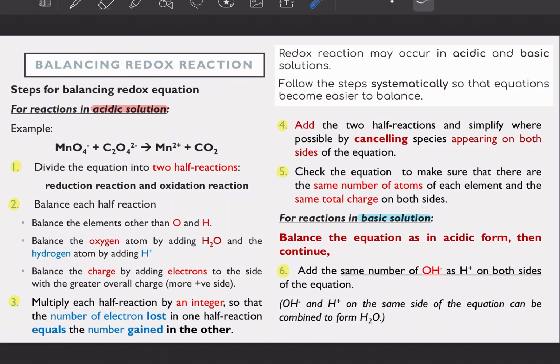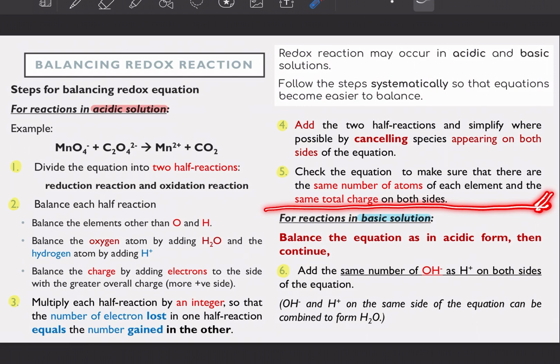The thing with redox reactions is that sometimes they may occur in acidic or even basic solutions. So we will follow these steps systematically, betul-betul, so that the equations become easier to balance. The first 5 steps will be for reactions in acidic solution. Maksudnya awak memang akan kena buat these 5 steps. So if it is in acidic solution, you will stop at step 5.